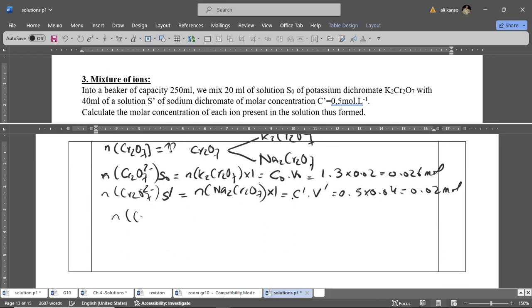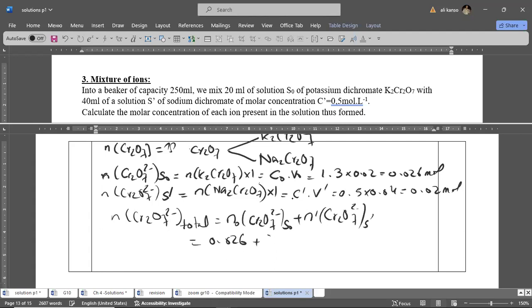N of Cr2O7 2 minus total, all of them, will be N0 in the first solution, S0, and then N prime in the second one, S prime. First we have 0.026 and the other 0.02. Finally, we get 0.046 mole.